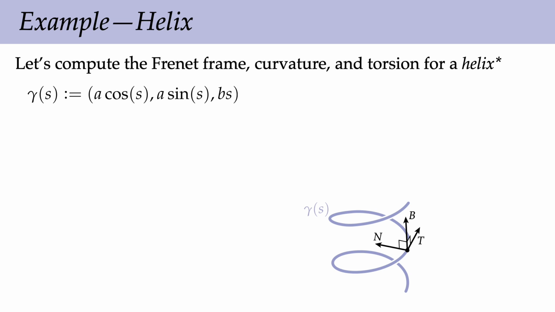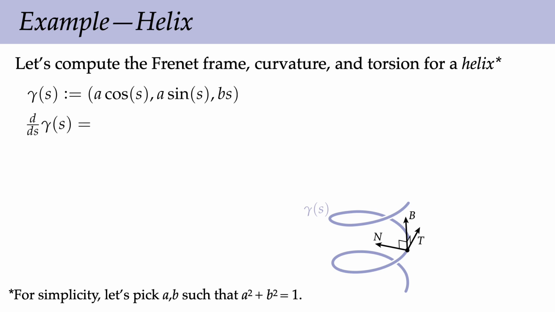And to keep things simple, we're going to assume that we've picked a and b such that a squared plus b squared is equal to 1. We can always apply a normalization so that this is true. So what does the frame of this curve look like? Well, let's first compute the tangent. The derivative of γ with respect to s is (−a sin s, a cos s, b).